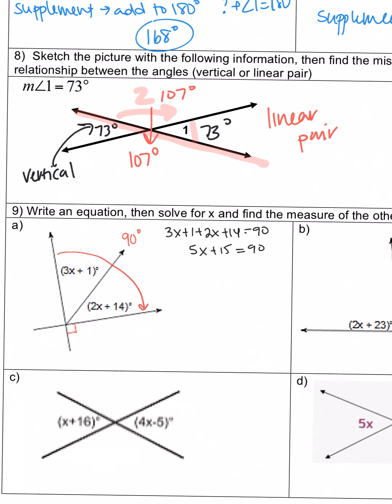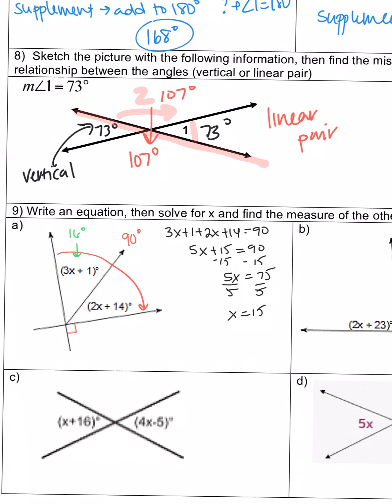Subtract 15 from each side, 90 minus 15 is 75. And 75 divided by 5 is 15. Let's go back to find the measure of each angle. 3 times 5 plus 1, 16 degrees. And 2 times 5... no, not 3 times 5, 3 times 15, sorry. I was like, what's going on here? 45 plus 1 is 46.